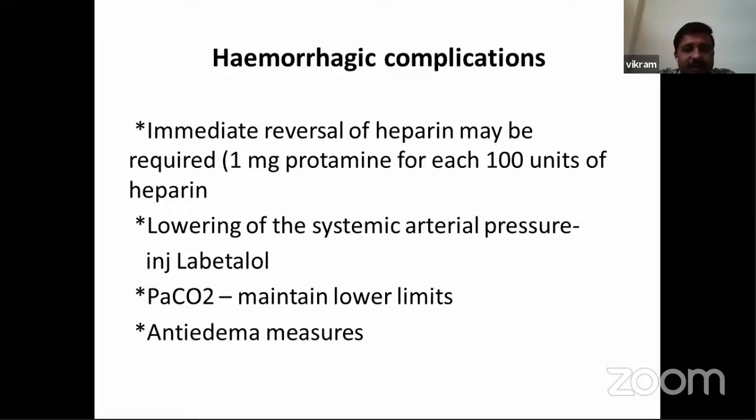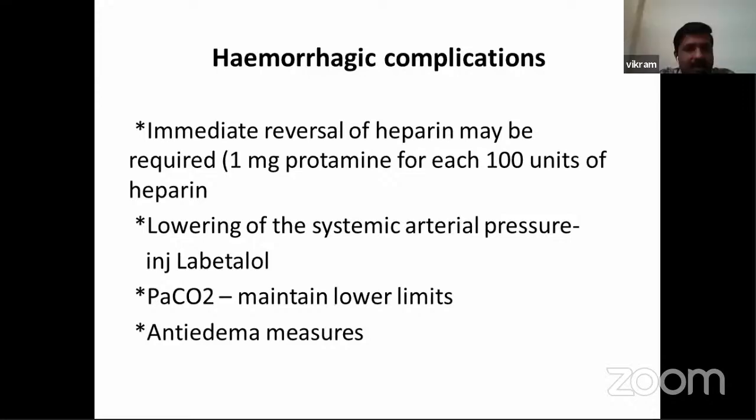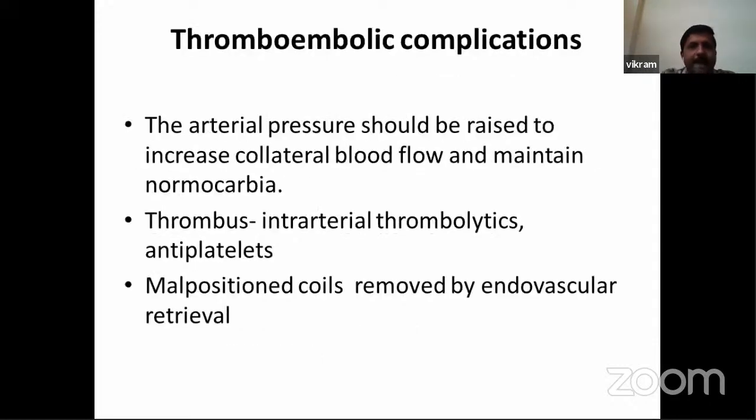If a patient has received heparin, you have to immediately reverse it by administering protamine, the dose being 1 milligram for each 100 units of heparin administered. And you have to lower the pressures by starting IV antihypertensives like esmolol infusions to reduce the bleeding, maintain carbon dioxide in the lower limits, and start anti-edema measures to bring down the edema.